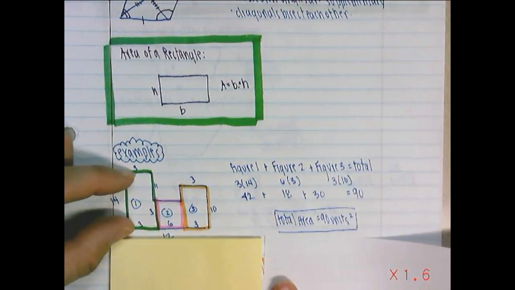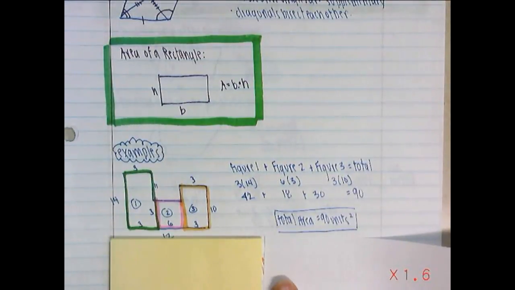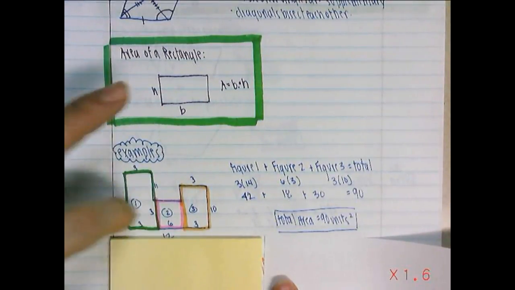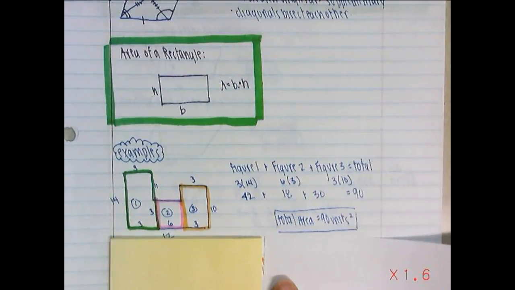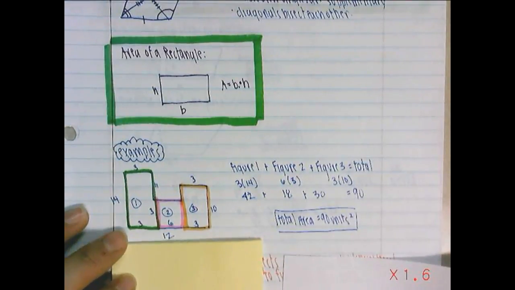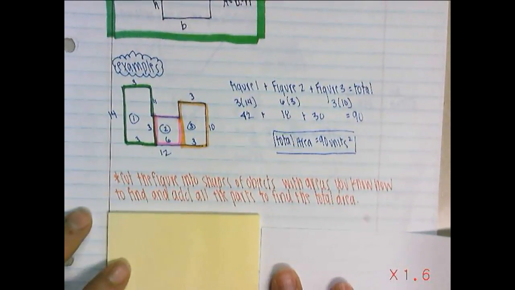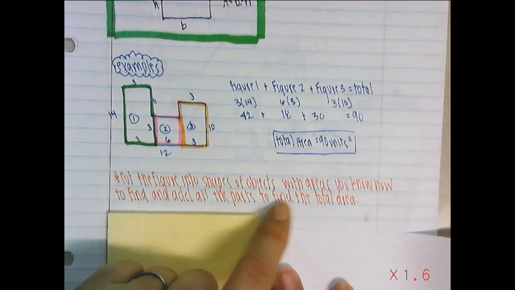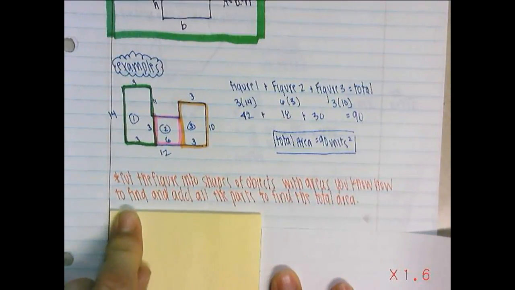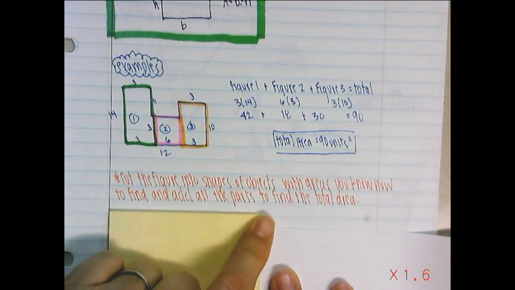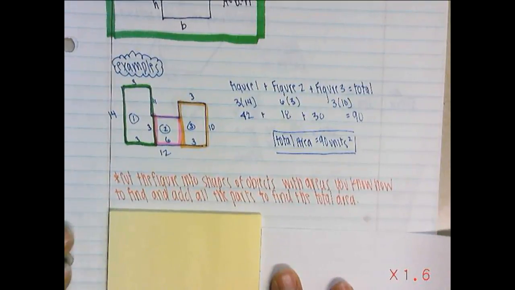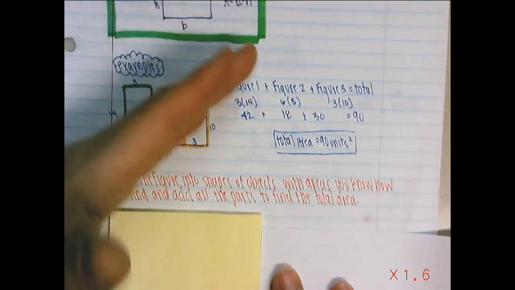So breaking apart your shapes is super important, right? If you look at some figures, you won't know what to do. So if you break it apart and find the area of the smaller figures that make it up and add them together, you could probably find the area. So my hint to you, my hint in red: cut the figures into shapes of objects with areas you know how to find, and add all the parts to find the total area. So cutting it up.